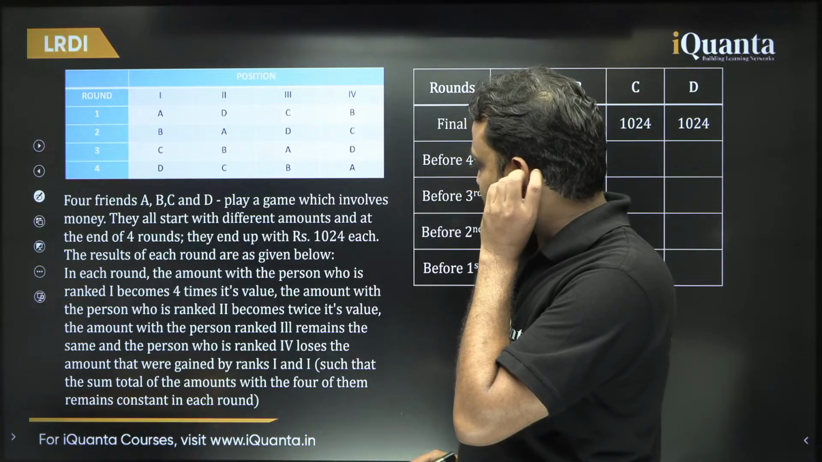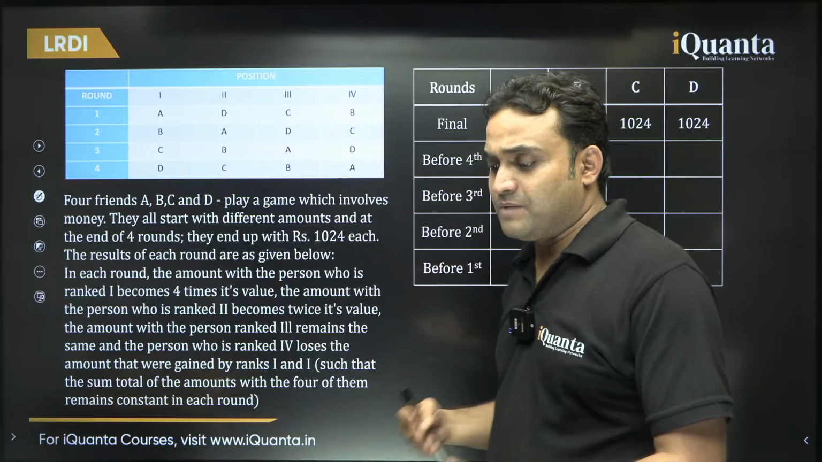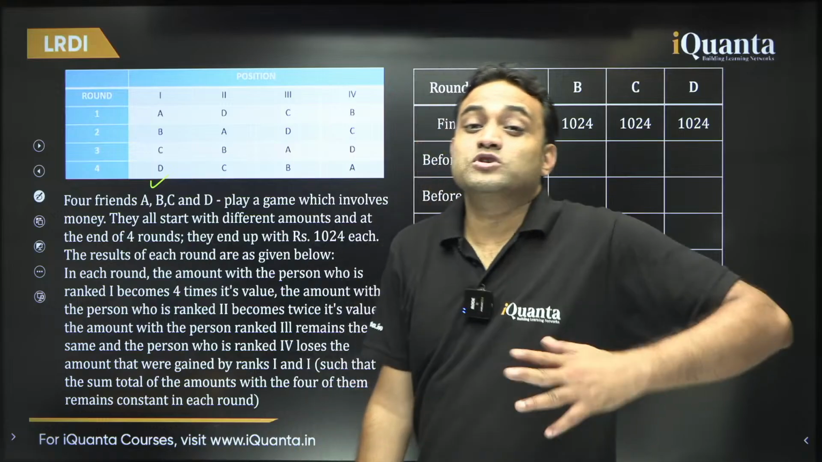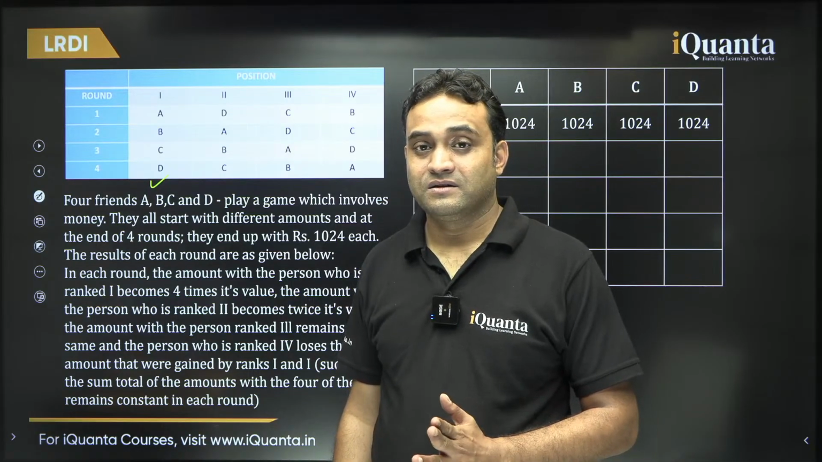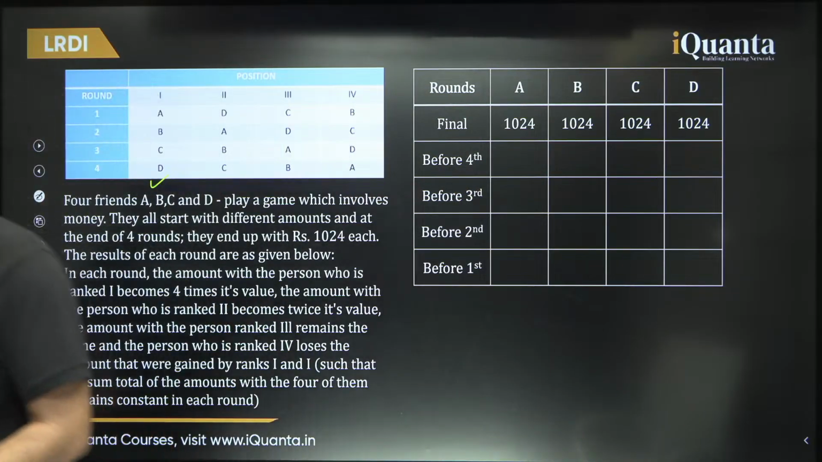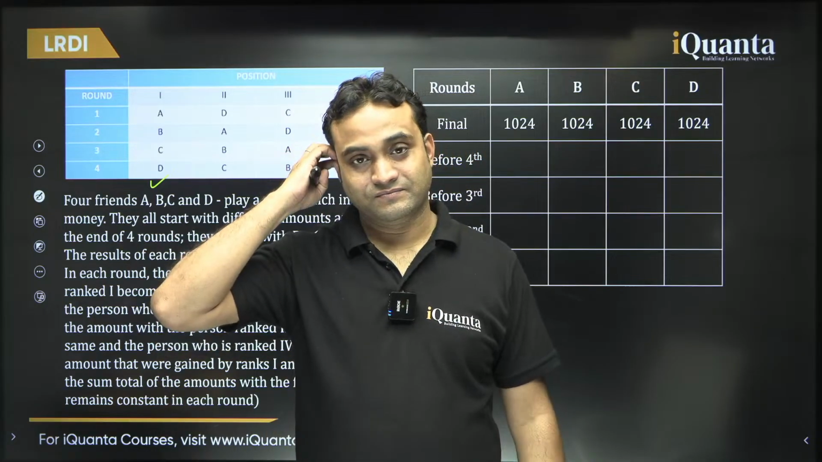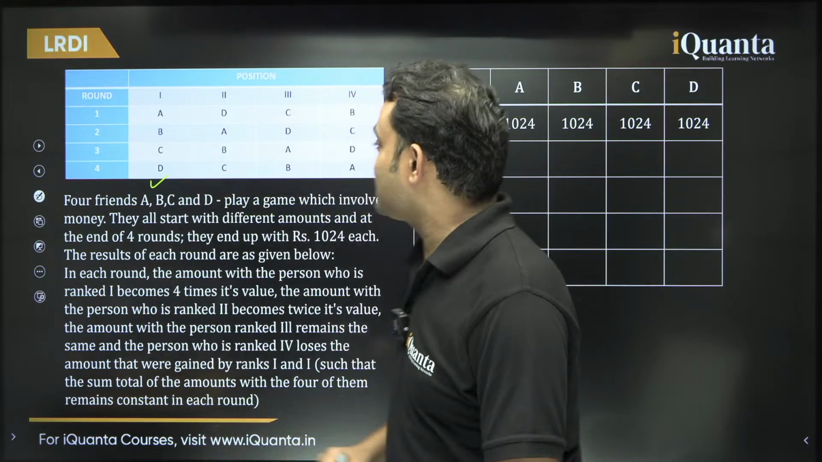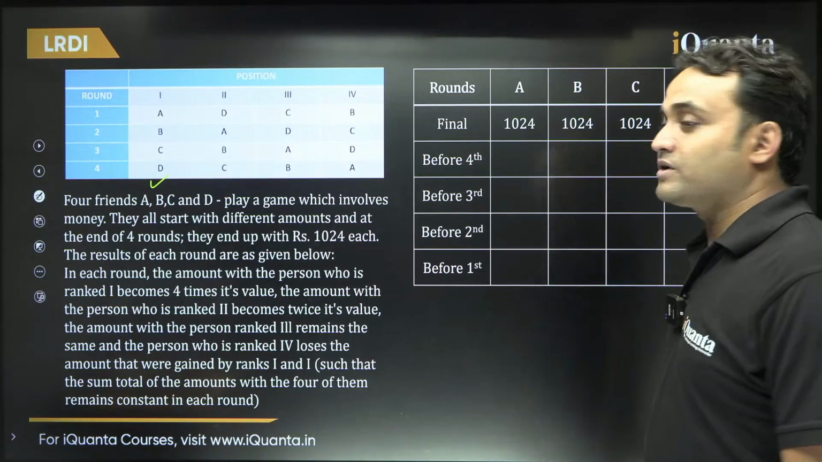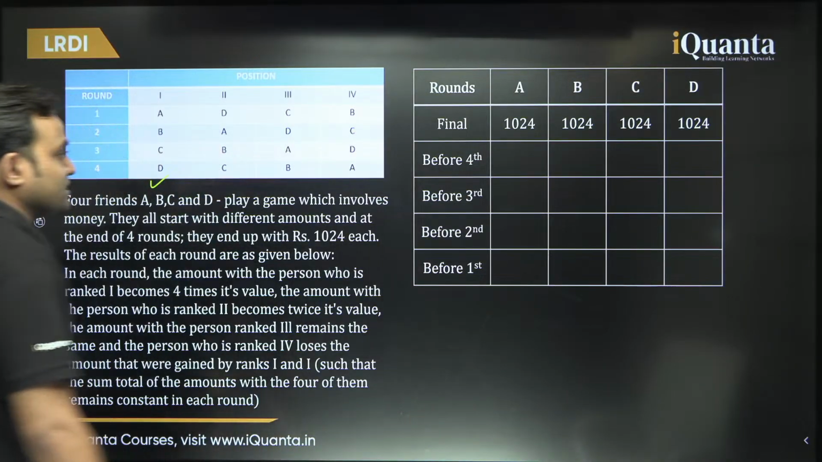Can I say that just before the 4th round, D had rank 1, meaning D had the most amount with him, right? So what happened to D? The amount with D became 4 times, right? So can you tell me what was the amount with D just before it became 1024? Tell me this. What was the amount with D?